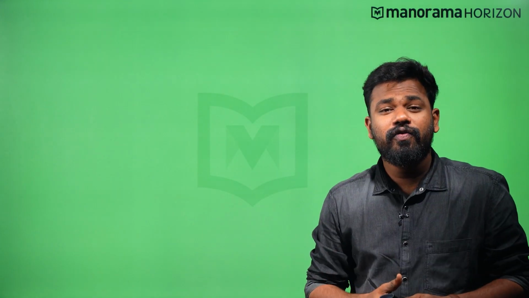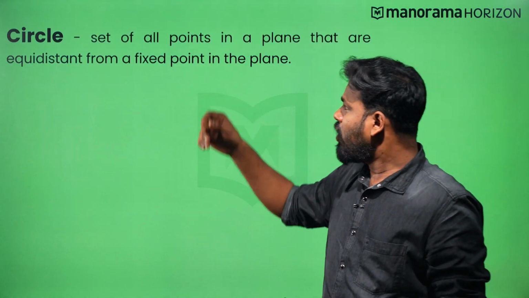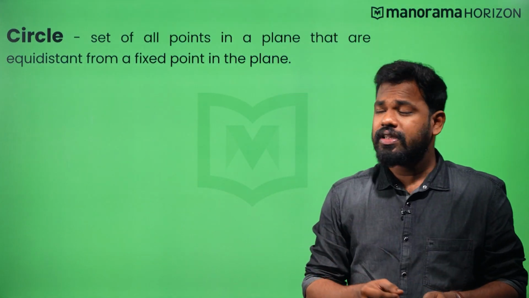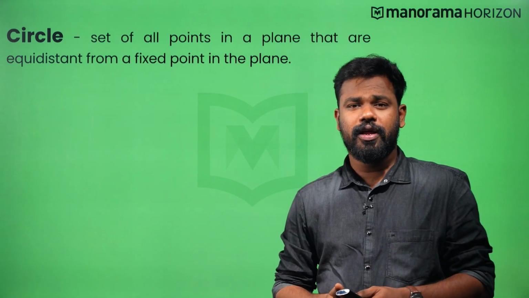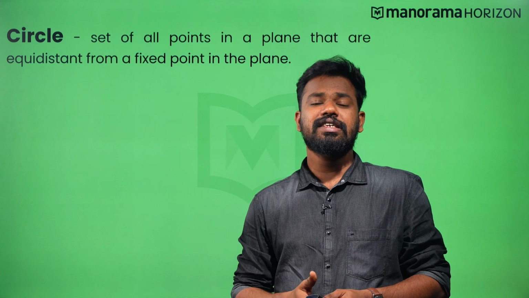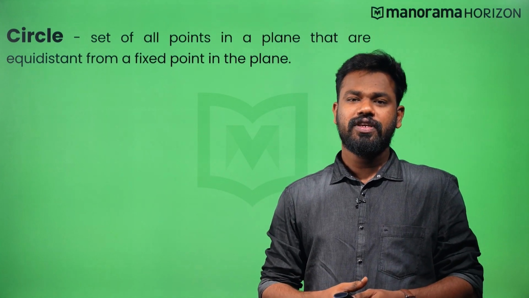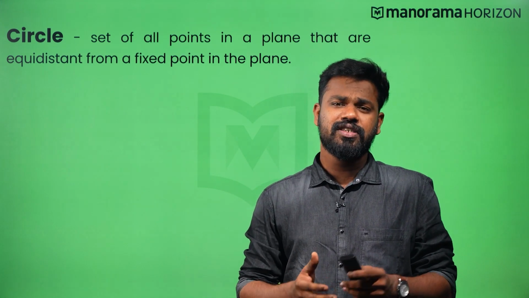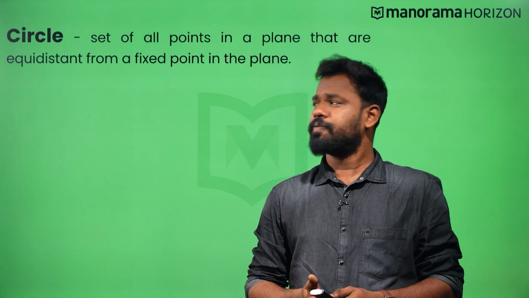Now, how will you define a circle? You need a definition for a circle, right? You might have studied that in previous classes, but let's do a quick definition. A circle is the set of all points in a plane which are equidistant from a fixed point in the plane. That fixed point is the center of the circle, and the fixed distance is the radius of the circle. So these are two characteristics that you need to define a circle.